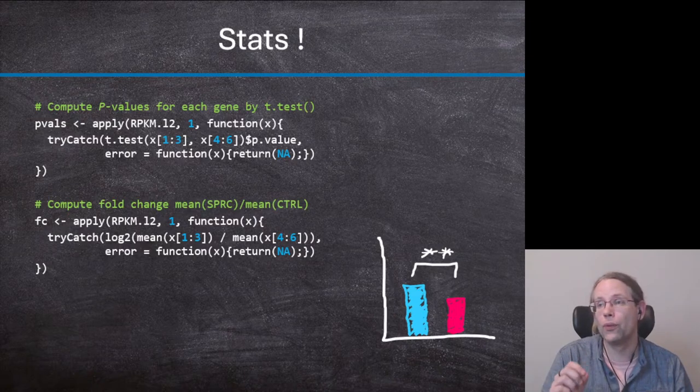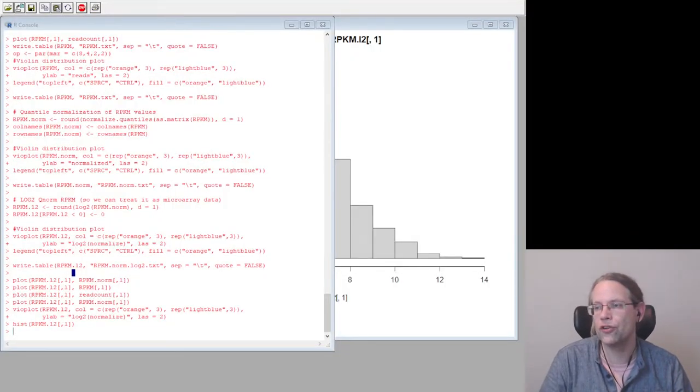This will all be relative to the control sample, because the control samples are second. I'm dividing by the control, meaning that my values are relative to the control. Of course, if it's not possible to compute means or do the log2, then I'm going to return an NA again, just so that it doesn't error halfway through. All right, let's go to R. Let's do the computations of the p-values and the fold changes, and then we can look at how they look.